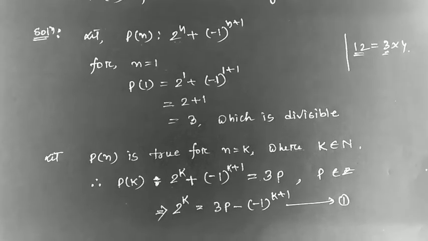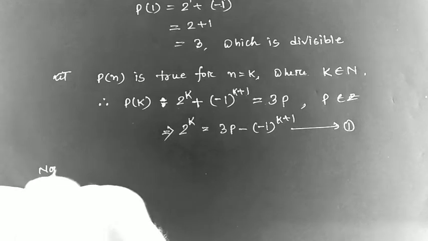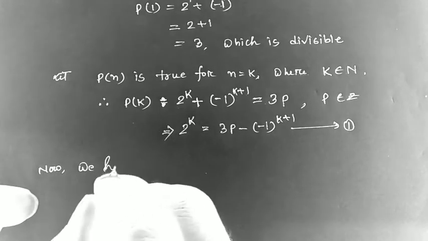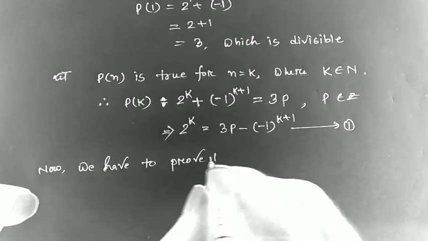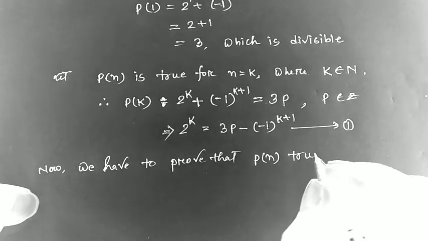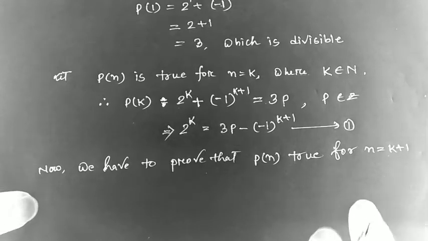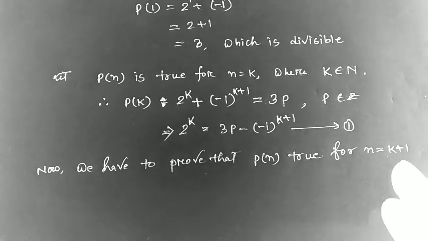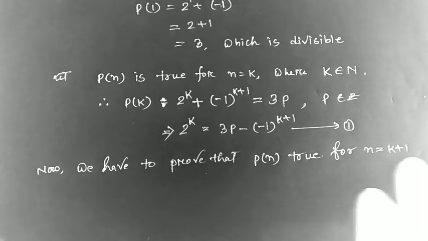So now we have to prove that Pn is true for k plus 1. Now we have to prove that Pn is true for n equal to k plus 1. So when it is true for k, then it should be true for the next value, that is, in place of k we will put k plus 1. These steps are similar to mathematical induction.